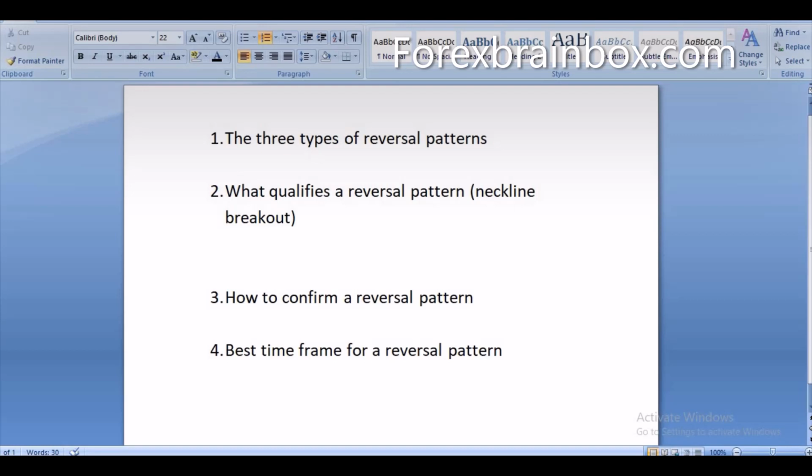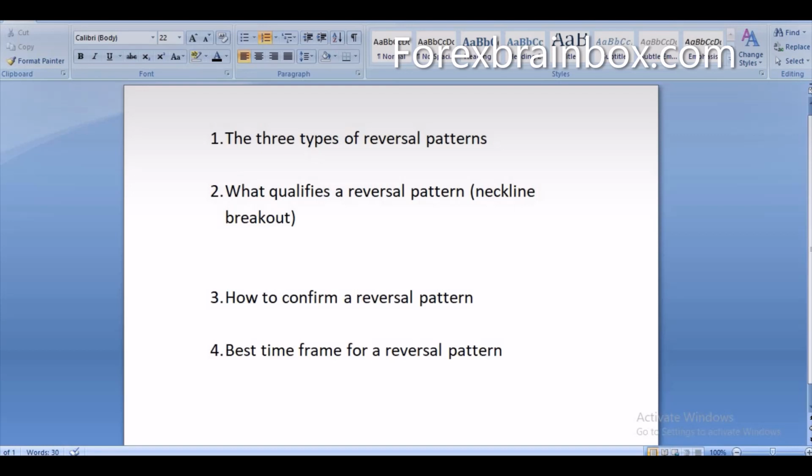The only way you can tell that the direction of the market has changed to the opposite direction is when you see the structural formation that indicates a reversal pattern, and you're going to see this structure is broken. The thing you're looking out for is your neckline breakout. That's when you can place a trade.